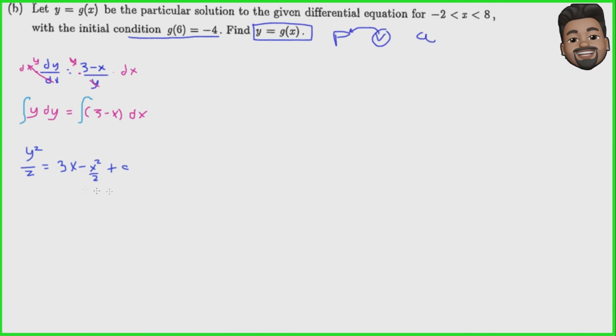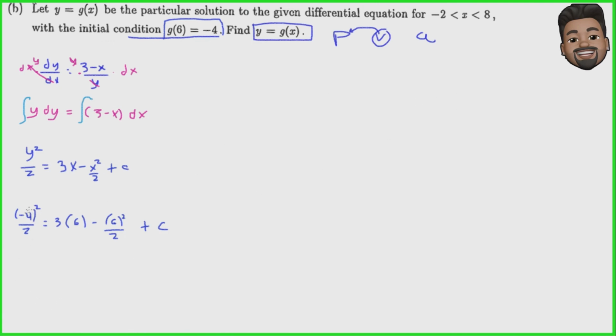We have this function right here. Once I've separated and taken the antiderivative, I'm going to go ahead now and plug in my initial condition and solve for this. So negative 4 goes into the y. I plugged in the 6 for the x variables and I plugged in the negative 4 for the y variables, and now it's just a matter of algebraic techniques. We got to solve this out.